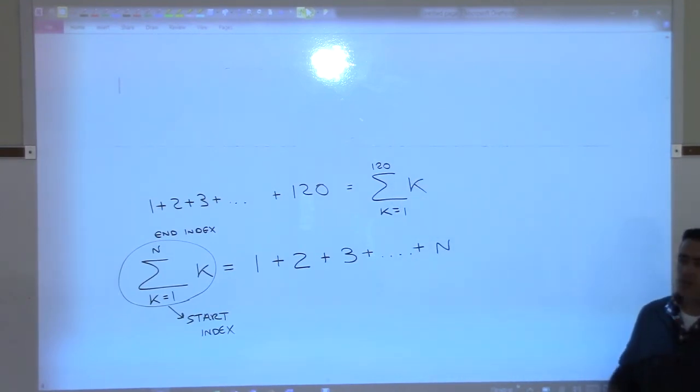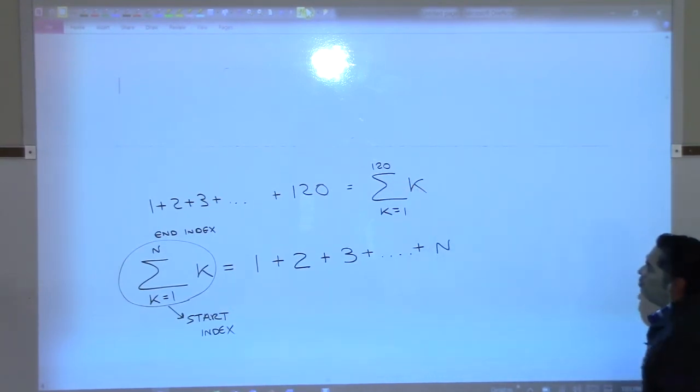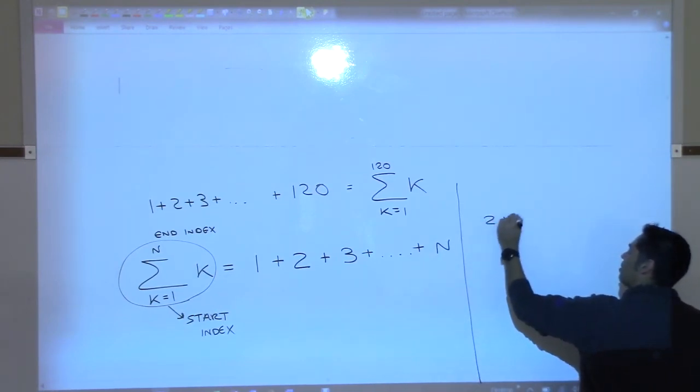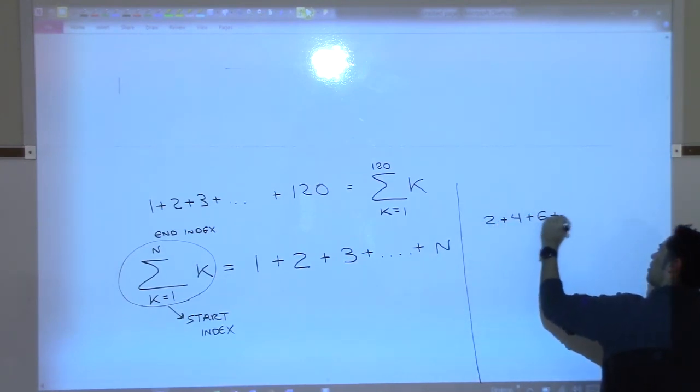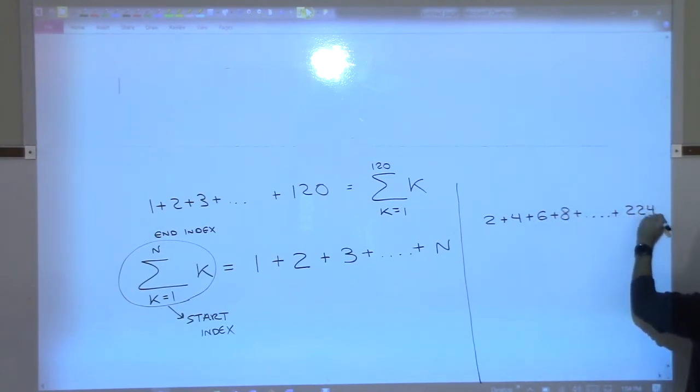All right? You'll see how that's a nice condensed way of writing a big sum? Okay, so what about this? What if you wanted to do this? 2 plus 4 plus 6 plus 8 plus, and you want to just stop, let's say, at 2,248.